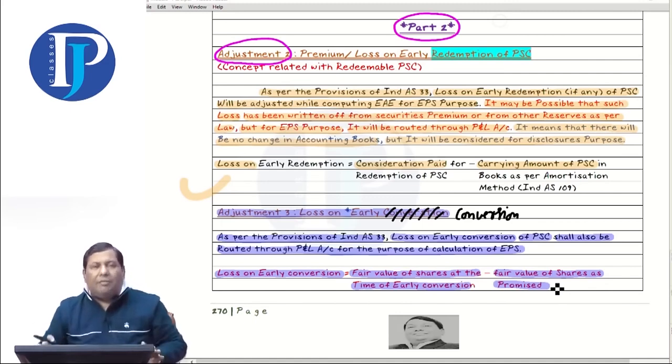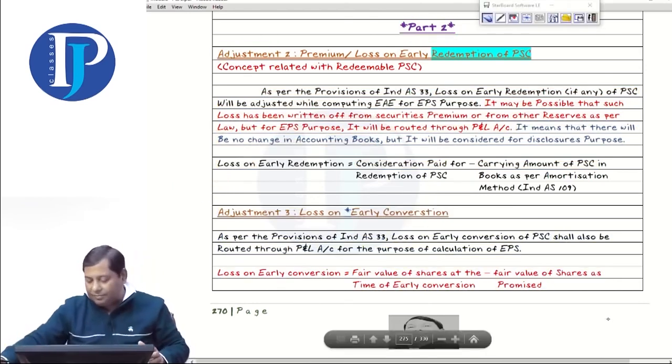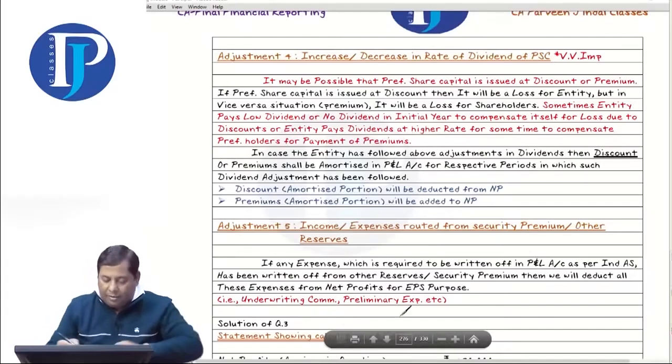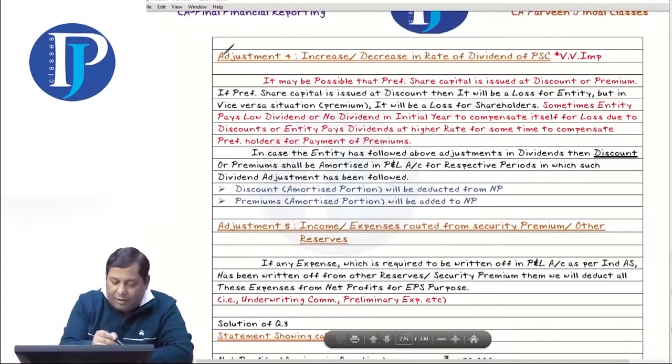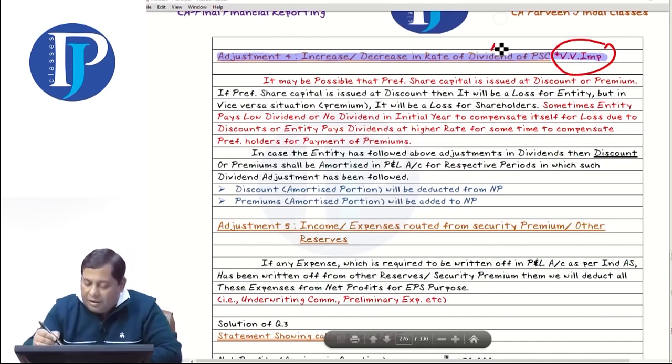We have discussed all these points in detail one by one. I am just revising it for you. Then we discussed adjustment number 4. Now adjustment number 4 has come. It was about increase and decrease in rate of dividend of PSC. It is very, very important. Let's start this. When I say dividend, I am talking about irredeemable. I am not going to repeat this again.